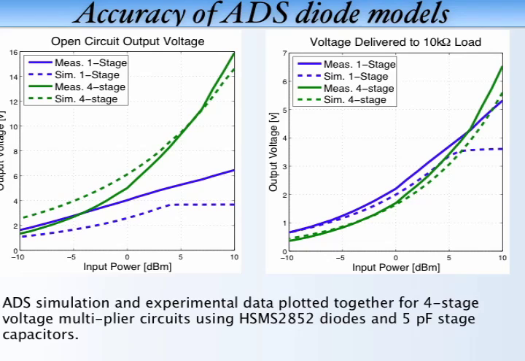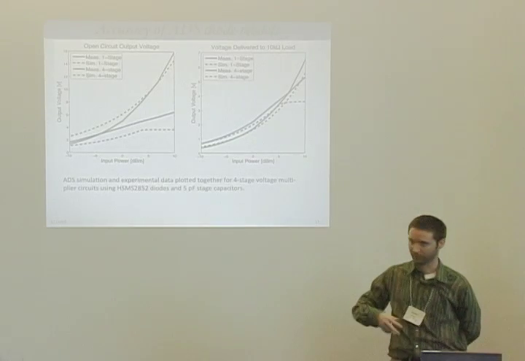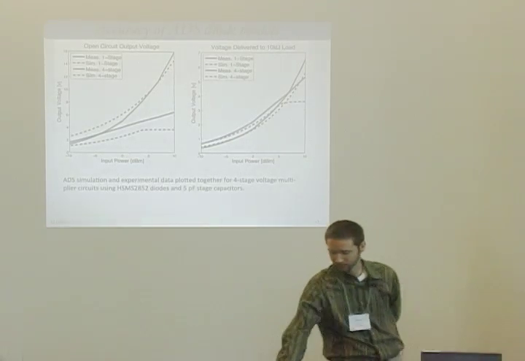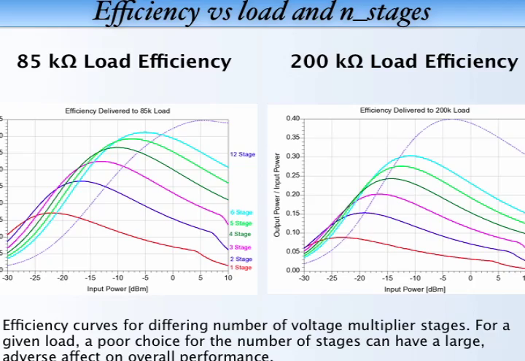So we built two different prototypes, a single stage and a 4-stage device, based on the Avago Tech HMS 285 series diodes. You can see that our models do predict what our measured values are. You can also see that the output voltage greatly depends, of course, on your load. This is more clearly shown on this graph, with two different loads, an 85 kiloohm load and a 200 kiloohm load. As the number of stages in your voltage rectification circuit changes, your efficiency greatly changes.